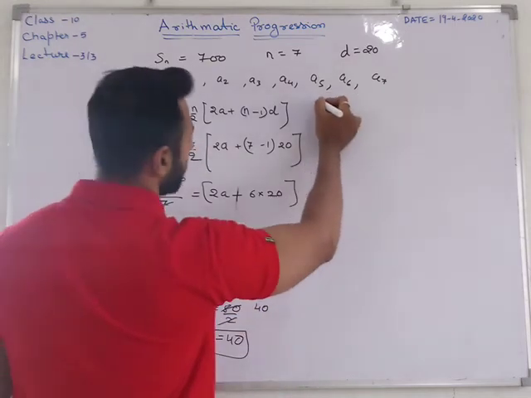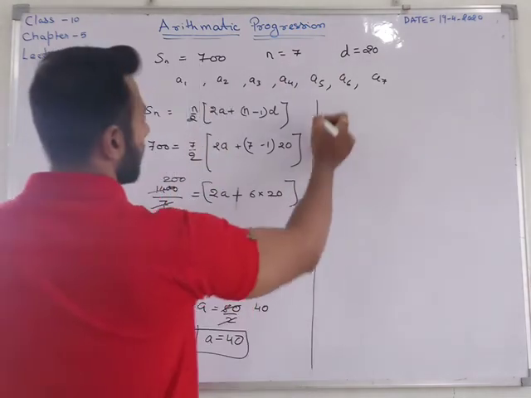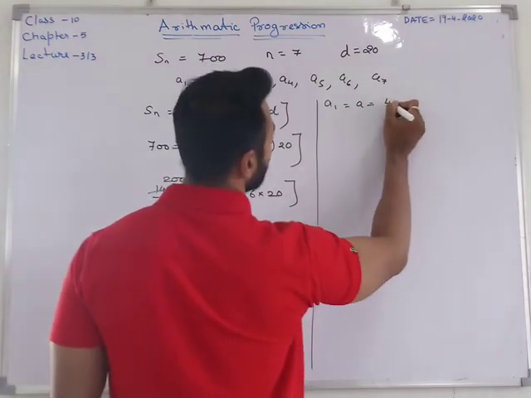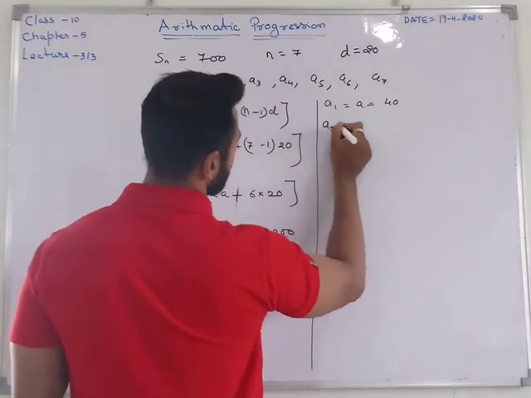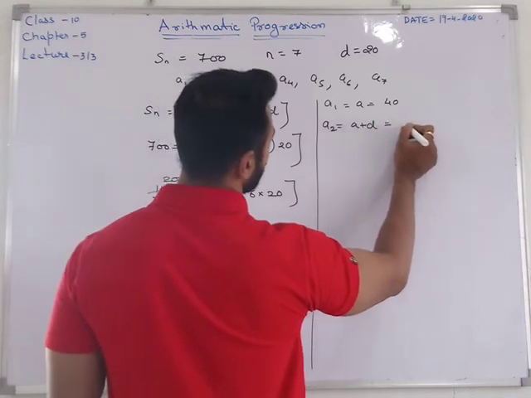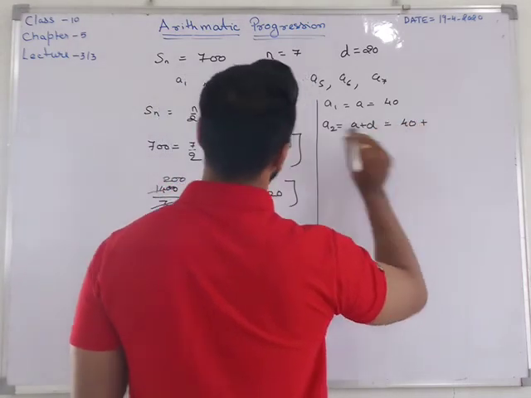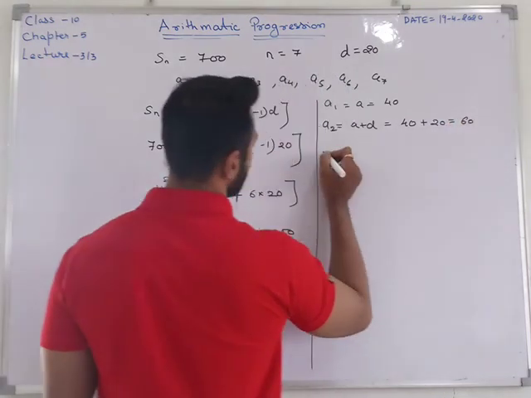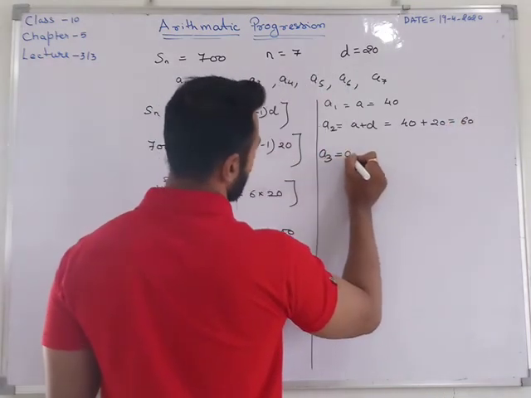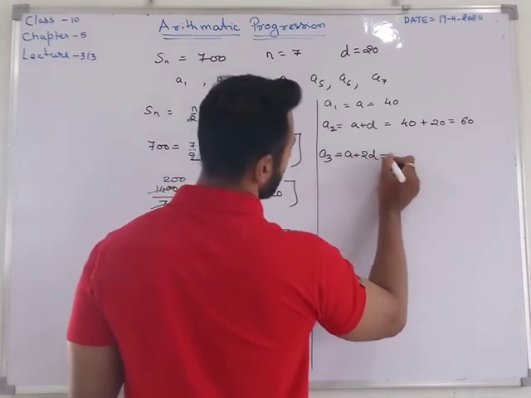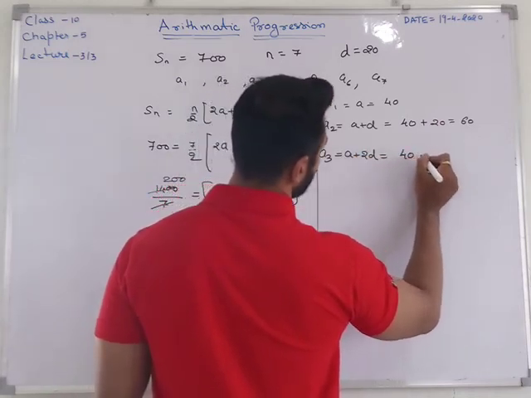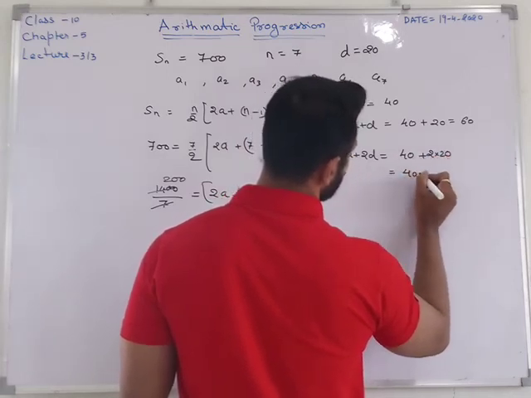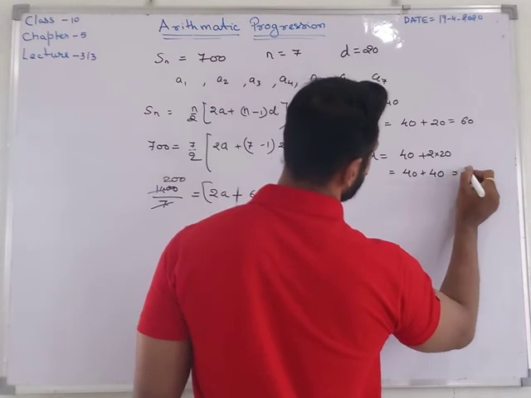Now we have to find out the value of all these unknowns. A1 is a, which is 40. A2 is a plus d, 40 plus d, which is 20. So it will be 60. A3 is a plus 2d. a is 40, 2 into 20. So this will be 40 plus 40, which is 80.